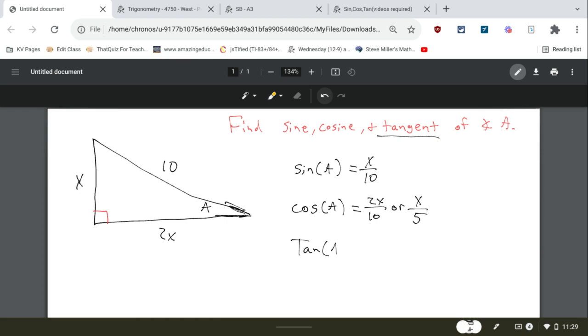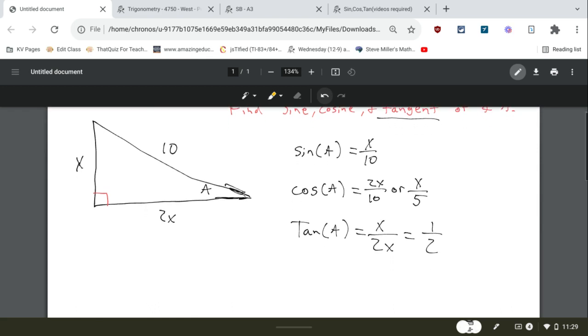And then this one, tangent of A, this one's kind of nice because you don't have to do any work to actually find out the answer. It's going to be opposite over adjacent. Because both of these are in terms of x, the x's are just going to cancel out with each other. So you're going to be left with 1/2. So I know immediately that my tangent is going to be 1/2.